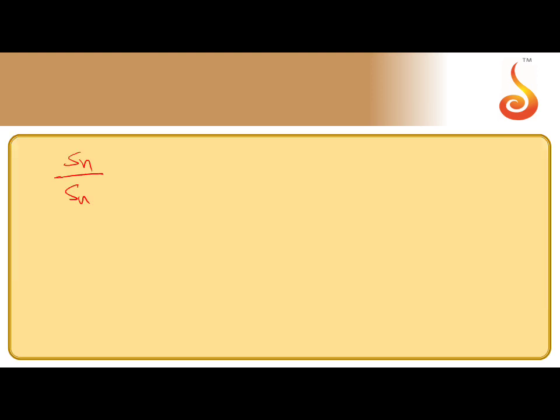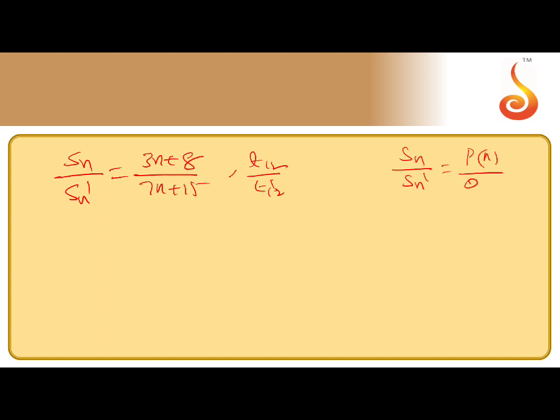They are given Sn by Sn dash is 3n plus 8 by 7n plus 15. So you have to find T12 by T12 dash. Normally solving is a very long process. I will give one short formula for this. Sn by Sn dash is some P of n by some Q of n, just a function of n. So this gives it in terms of n. See, look at the right side, it is in terms of n. So I want to find the ratio of the rth terms. You can replace n by 2r minus 1 on the right side.